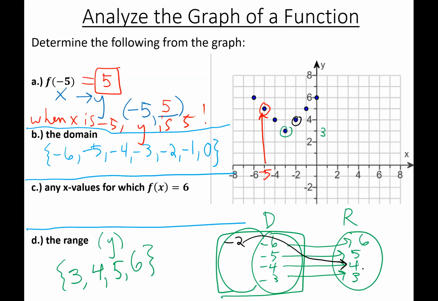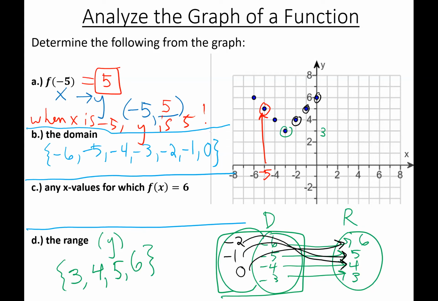Two students getting the same grade, right? This is a function. It does pass the vertical line test. There's no place where you could draw a vertical line and it would cross twice. Okay, and if I were to keep going, -1, that's this point here, goes to 5. A little bit of a messy arrow diagram at this point, and then our last point, 0, goes to 6.